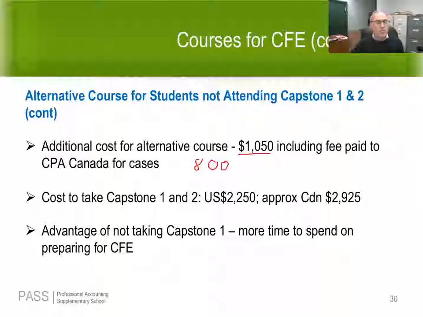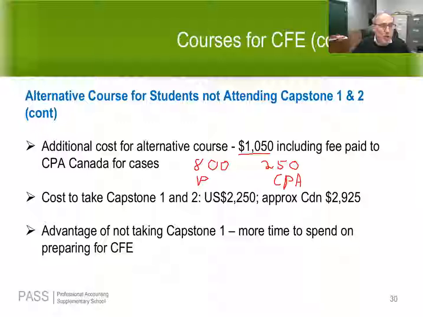However, in order to take the alternative course, you need to have the old CPs that you're going to be writing as practice exams. The old CPs, along with detailed marking keys, can be purchased from CPA Canada. The price last year was $250. We expect it to be the same this year. So what you would do is you would be paying PASS $800, and you would be paying CPA Canada or your provincial CPA $250 for a total of $1,050.